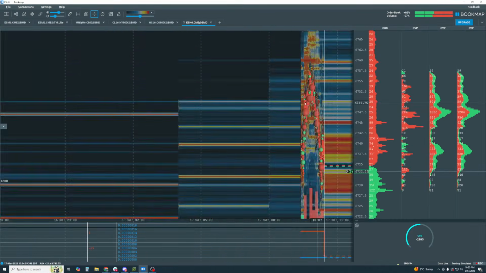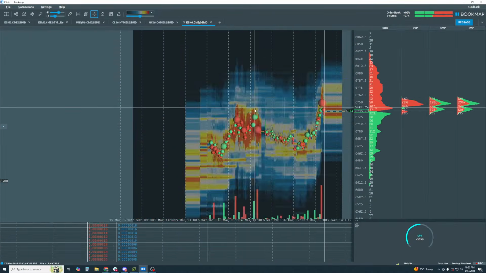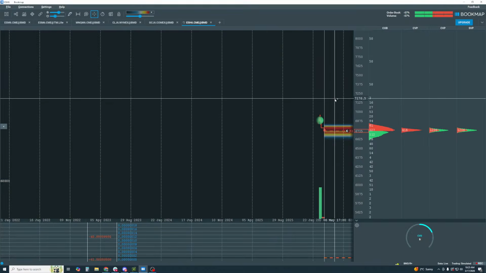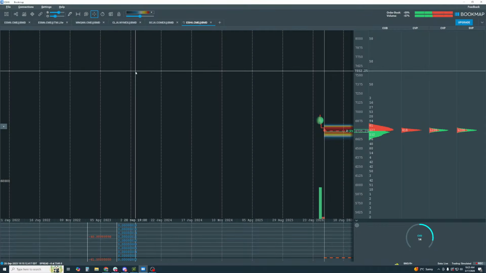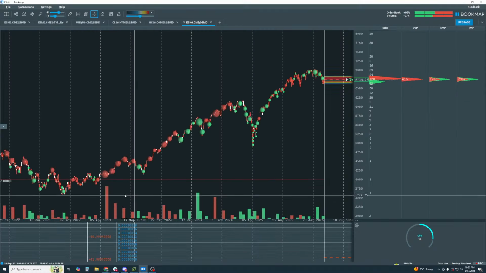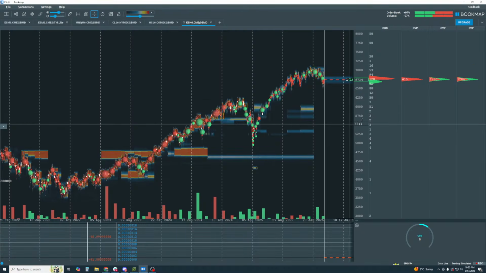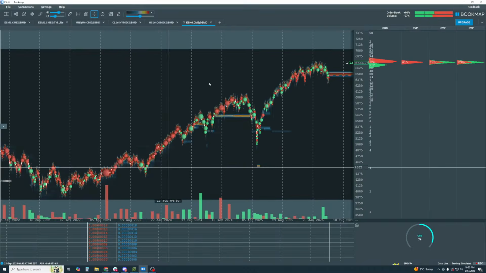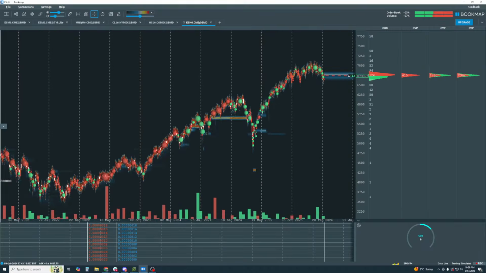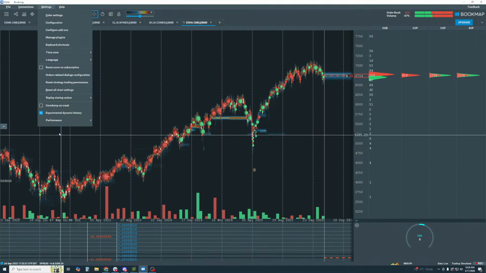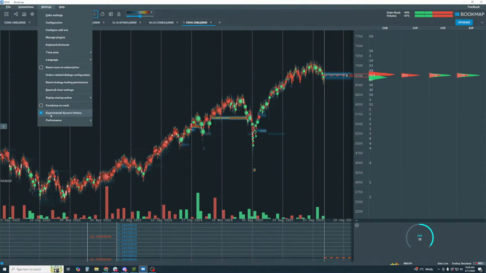Oh, the continuous contract though, let me just show you this quickly. I can zoom out quite a bit here, and we can look at all this data that goes back years, which is fantastic. Anyway, you will just have to wait until next week to be able to do this. You will also need to check this little box here, experimental dynamic history.